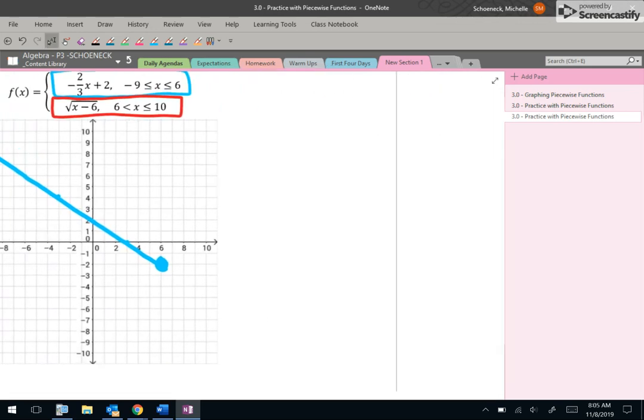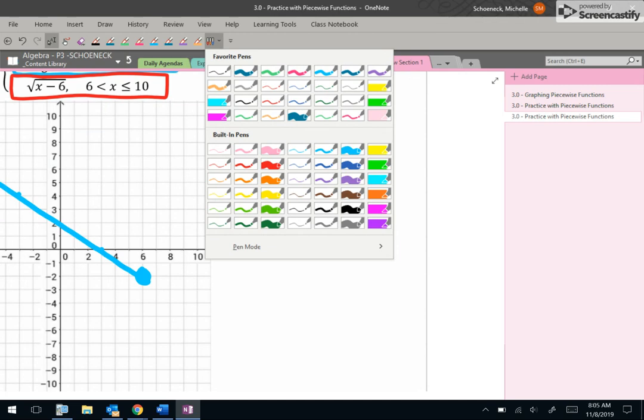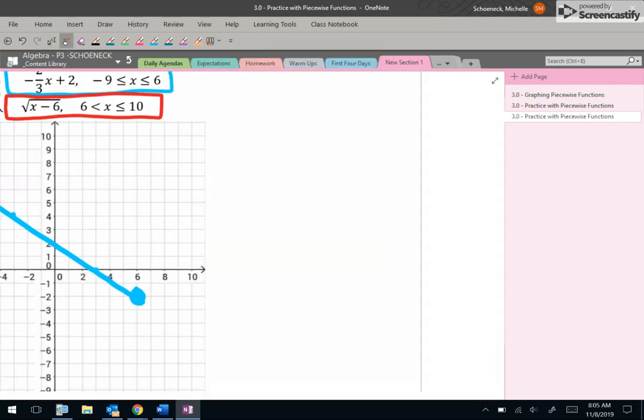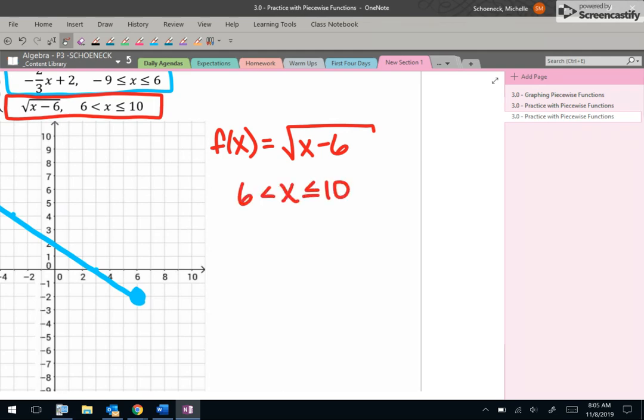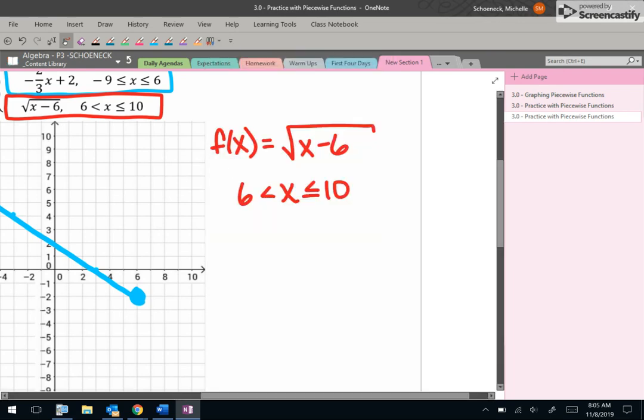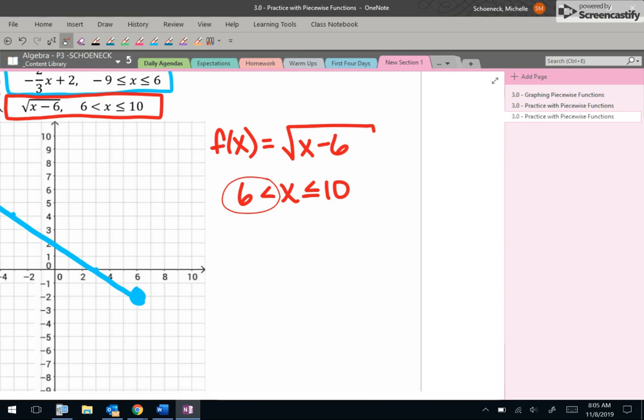Our second piece is in red. Our second piece is f of x equals the square root of x minus 6, on the interval 6 is less than x is less than or equal to 10. Because this one is just less than, we are going to do an open circle, and since it's the first of the two numbers, that is the start of our interval. The end piece is going to be a closed circle because it's or equal to.